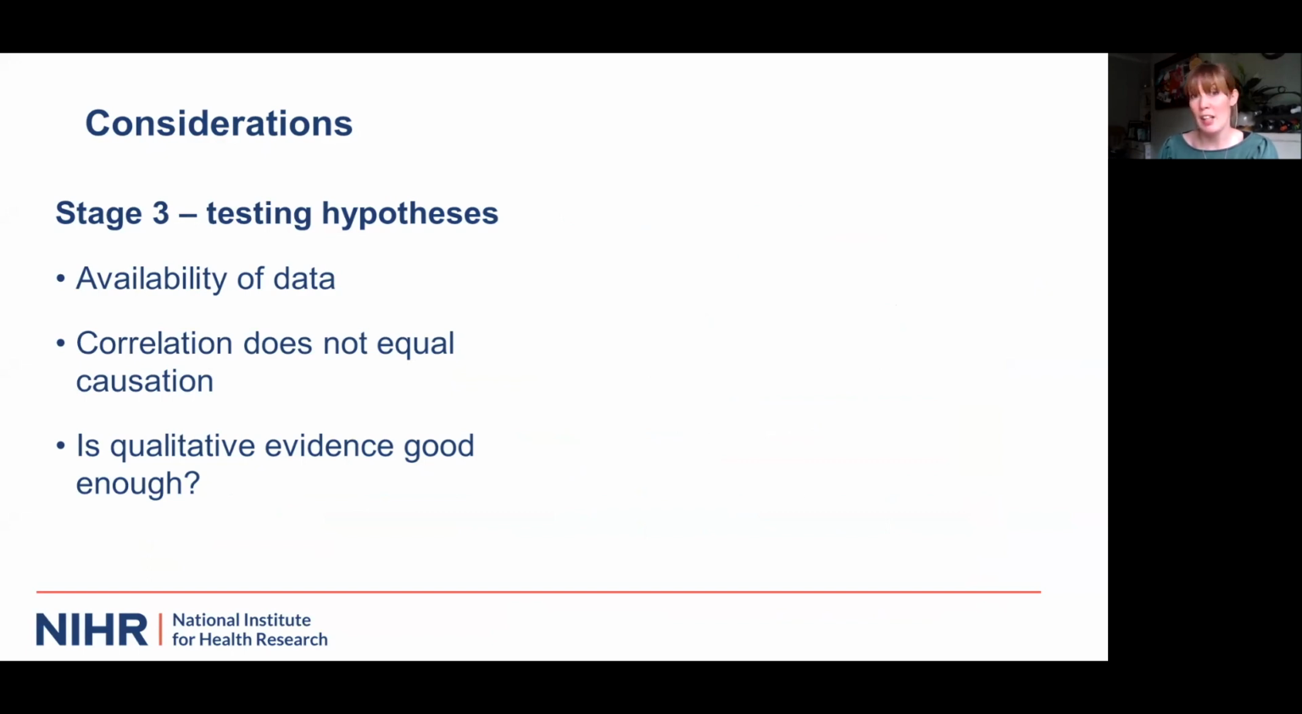If not, do you need to create your own measures? And are these valid and reliable? It's also important to remember that just because positively deviant strategies correlate with better outcomes doesn't necessarily mean that they cause them. And depending on the nature of your findings, is statistical testing actually required? Or is there already a wealth of evidence to say that these strategies facilitate safe patient care? For example, with factors such as teamwork and leadership.